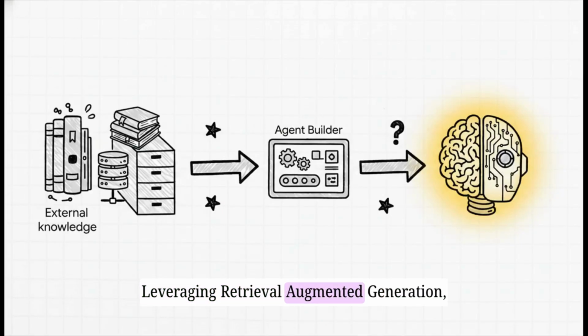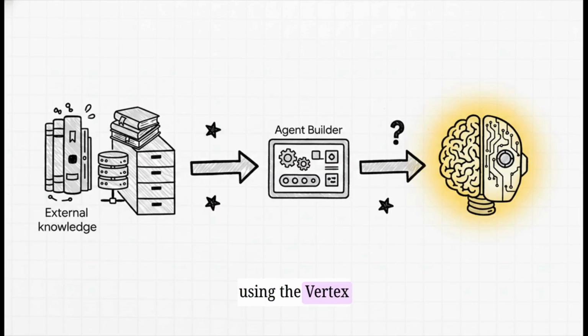And here's where development gets literally cutting edge. Leveraging Retrieval Augmented Generation, or RAG, using the Vertex AI Agent Builder. With minimal coding or even totally no-code visual tools, you can ground your language models right in your own external knowledge sources. This lets you build comprehensive, highly informed, and context-aware AI applications in record time. It's a total game changer.